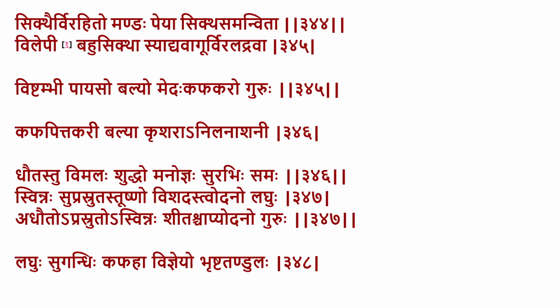Now, the definition of these: siktha virahita mandah peya, siktha samanvita vilepi, bahusikta syad yavaguh virala drava. The definition of manda, peya, vilepi in Sushruta is siktha virahitaha, where there will be no grains seen, that's manda. Peya siktha samanvita. In peya, there will be some amount of grain seen. Vilepi bahusikta. In vilepi, there will be more of the grain, so a thicker consistency. And yavagu viraladrava. In yavagu, there will be very little fluid.